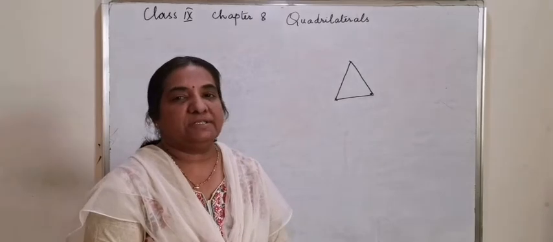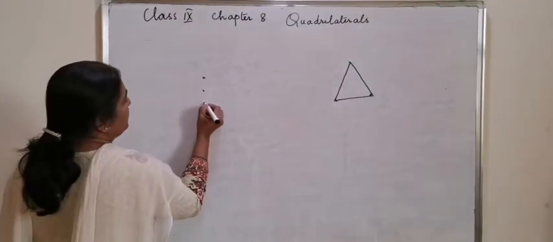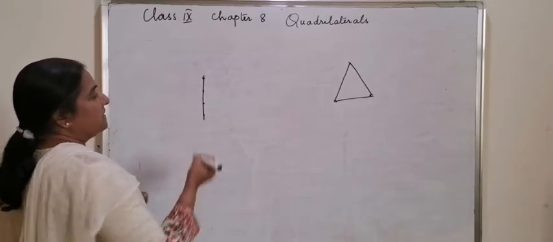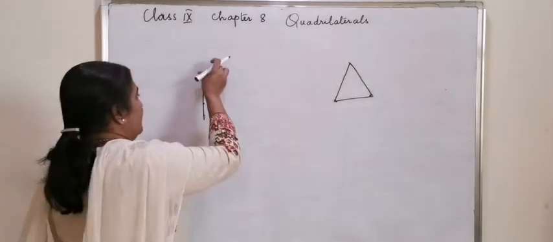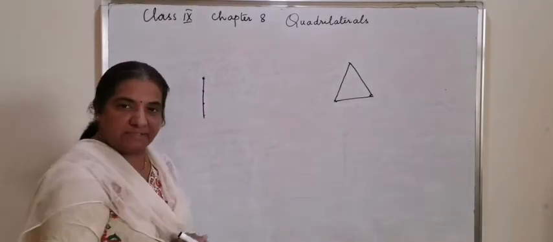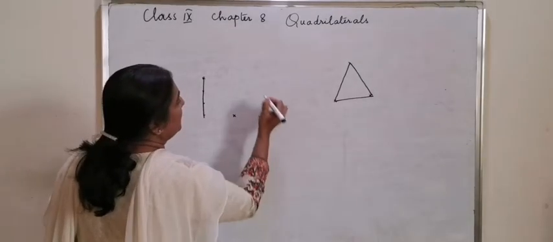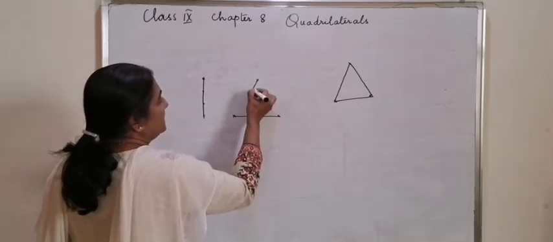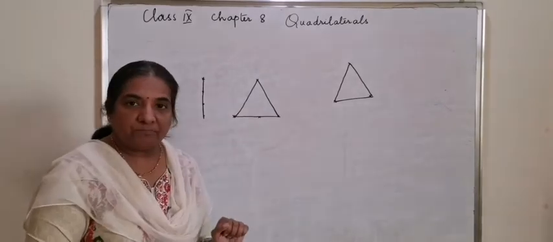Imagine 4 points in a plane. If all the 4 points are collinear, we will be getting a straight line or a line segment. Suppose 3 points are collinear and the 4th point is non-collinear, then also we will be getting only a triangle.